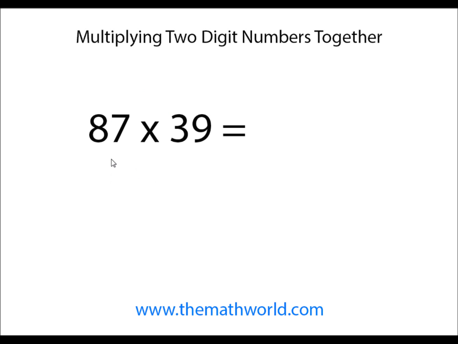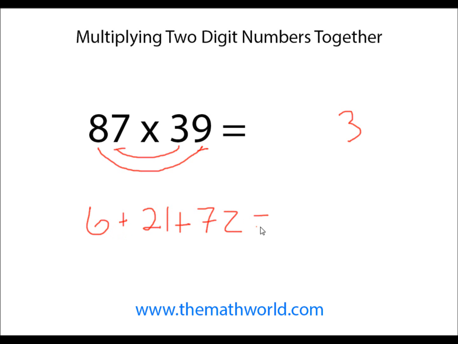Next example we're going to look at is 87 times 39. So we'll multiply the ones digits by each other. 7 times 9 is 63. We'll go ahead and write down 3, carry the 6. Then we'll multiply 7 times 3 and add that to 8 times 9. Add that to the remainder that we carried over, 6. So 7 times 3 is 21. 8 times 9 is 72. So we'll add these up together. 21 plus 6 is 27. Plus 72, it's going to give us 99.